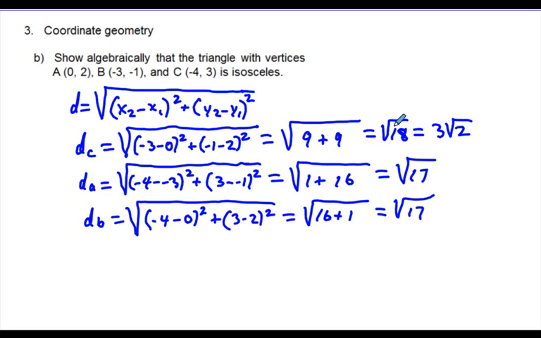So what do we have here for sides? We have square root of 18, square root of 17, and square root of 17. And so we conclude, since DA equals DB, two sides are equal, so we have an isosceles triangle.